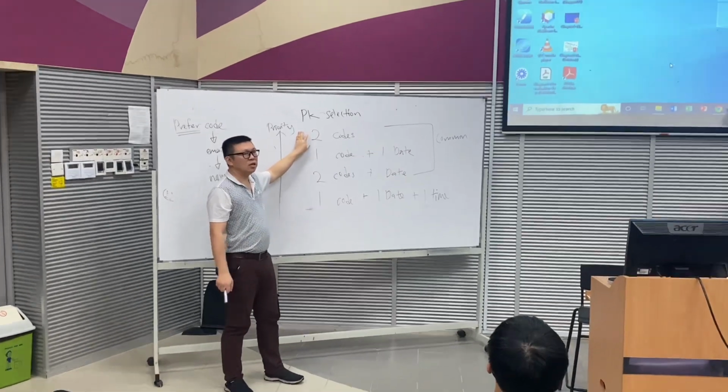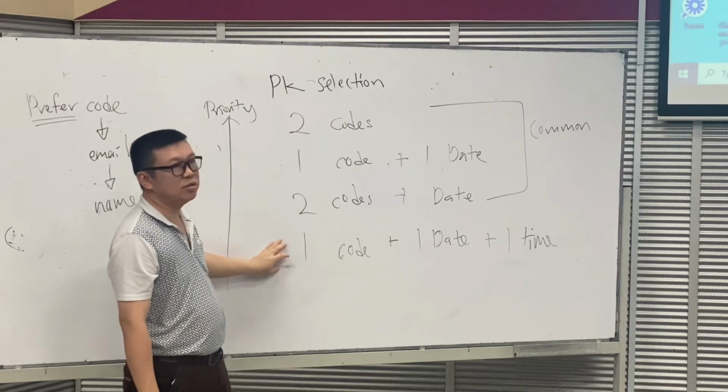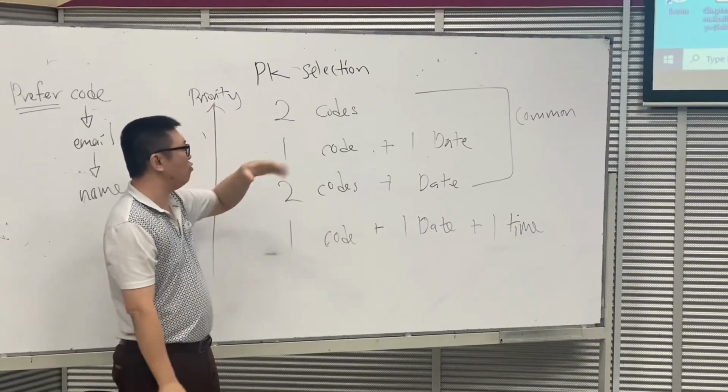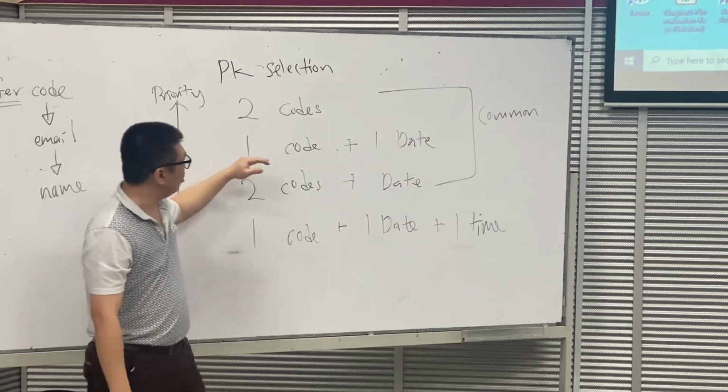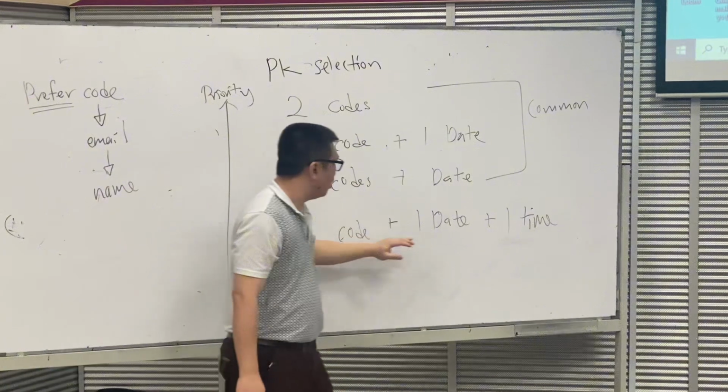First month. Then after that, one code, one date, also 2 columns. Then after that, come to 3 columns. So we want the shortest one, so 2 columns is preferred. So if 2 codes you can get, don't find others already. Cannot, then go to 1 code, 1 date. Then after that, go to 2 codes plus date. Then after that, 1 code, 1 date, 1 time.